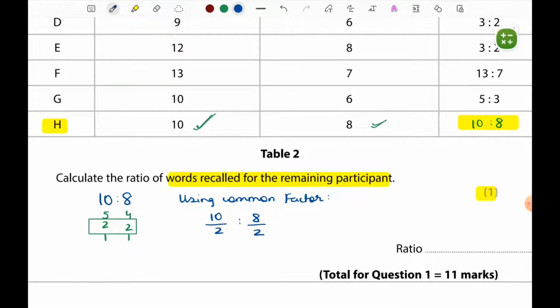Okay, so 10 divided by 2, as we know, is 5, and 8 divided by 2 is 4. So finally we can write 5 is to 4. That is the final answer for the ratio.